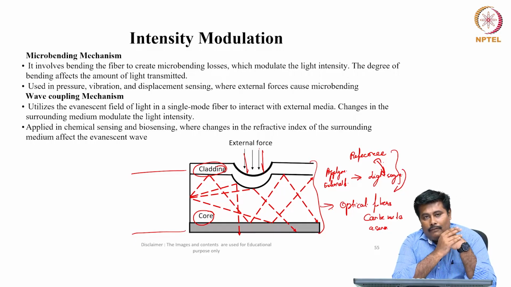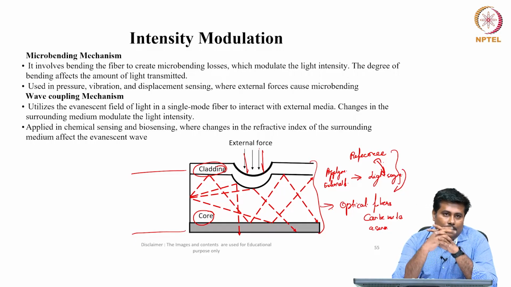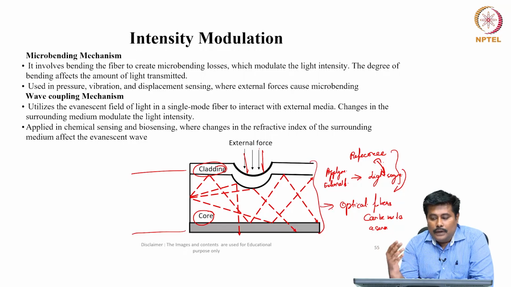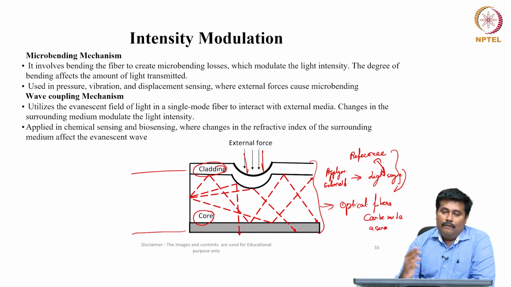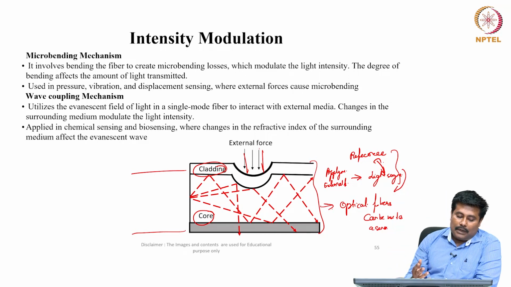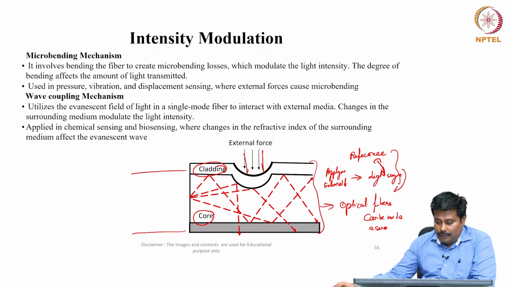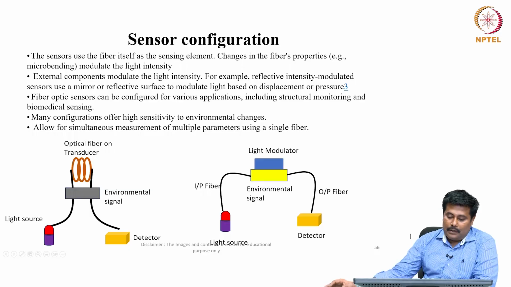Now we also have a kind of wave coupling mechanism. So this utilizes the evanescent field of light in a single mode fiber to interact with the external medium. So change in the surrounding media modulates the light intensity, and this is ideally used in chemical sensing or biosensing, where change in the refractive index of the surrounding medium affects the evanescent wave. So we will discuss this in detail.